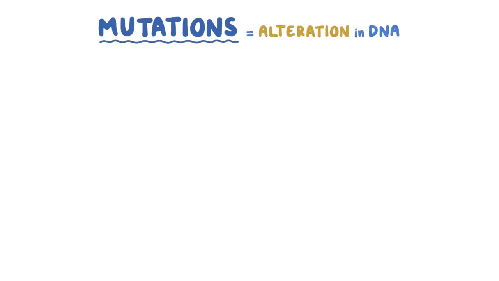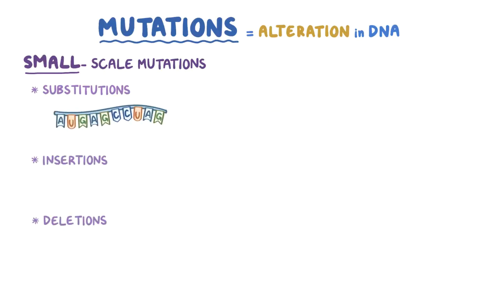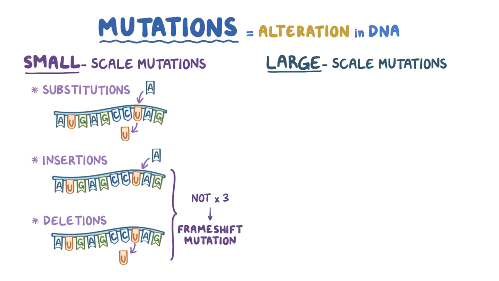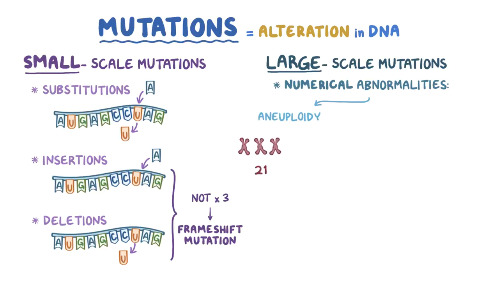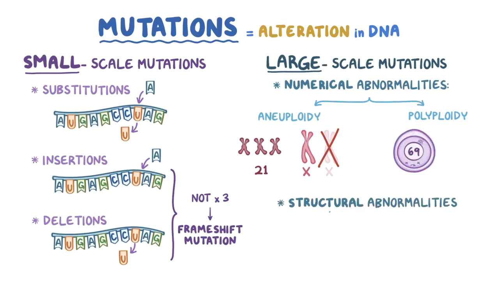Alright, as a quick recap, mutations are alterations in DNA. Small-scale mutations include substitutions, insertions, and deletions. Substitutions do not alter the reading frame of mRNA codons, whereas insertions and deletions of a number of nucleotides that is not a multiple of 3 result in frameshift mutations. Large-scale mutations involve abnormalities in chromosome number or structure. Numerical abnormalities are aneuploidy, which refers to one or more chromosomes extra or less, and polyploidy, which refers to entire sets of extra chromosomes. Structural abnormalities include translocation, inversion, duplication, and deletion.